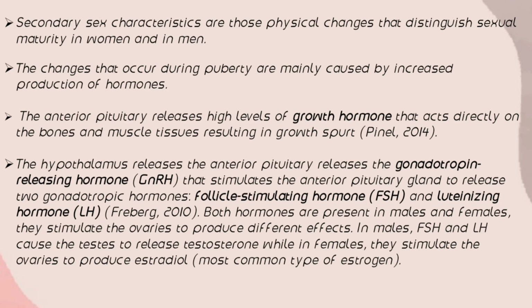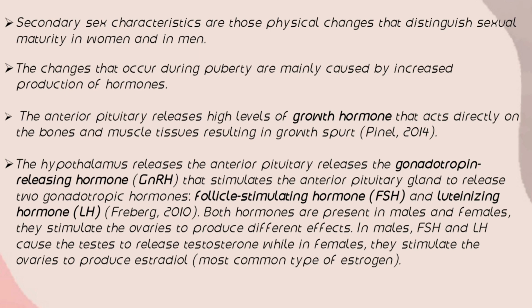The changes that occur during puberty are mainly caused by increased production of hormones. The anterior pituitary releases high levels of growth hormone that acts directly on the bones and muscle tissues, resulting in a growth spurt, according to Pinel 2014. The hypothalamus releases gonadotropin releasing hormone, or GnRH, that stimulates the anterior pituitary gland to release two gonadotropic hormones, follicle stimulating hormone or FSH and luteinizing hormone or LH, according to Pinel 2010.